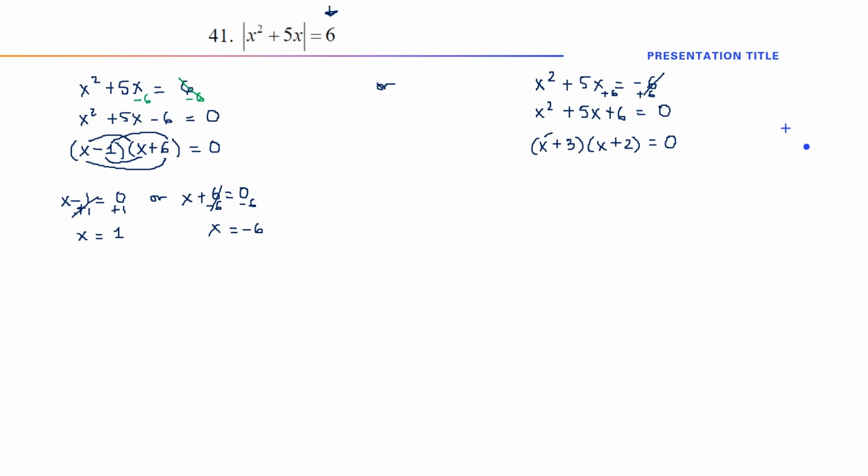Let's check. x times x is x squared. x times 2 is 2x plus 3x is 5x. 2 times 3 is 6. So it's good. Now we have the zero factor property. x plus 3 equals 0, or x plus 2 equals 0. So x equals negative 3, subtract 3 from both sides, right? And this one x equals negative 2, subtract 2 from both sides.